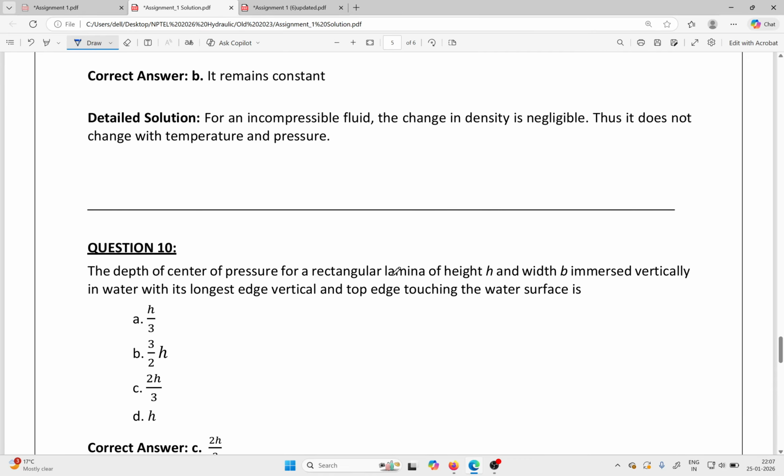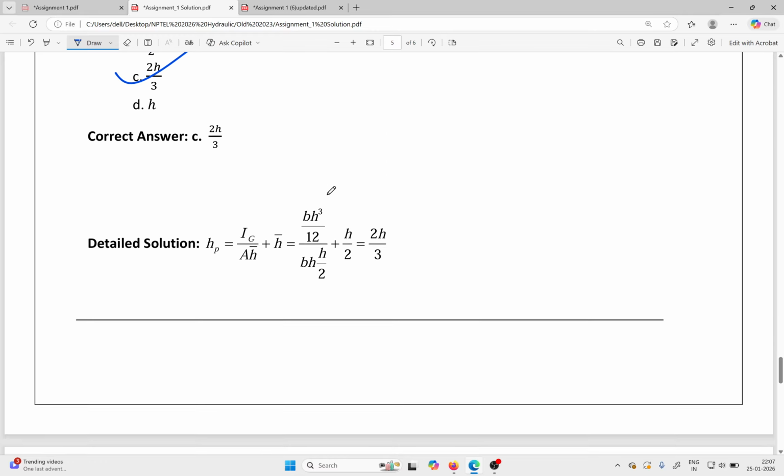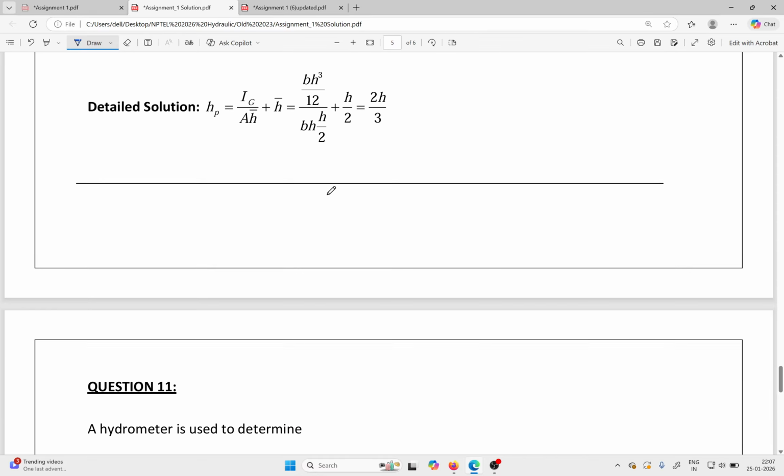Question number 10. The depth of the center of pressure for a rectangular lamina, yes, we have already solved. The height h and the width b immersed vertically in the water with the longest edge vertical and top touching the water surface. So the answer was 2h by 3. How it is calculated, you know already. Question 11.